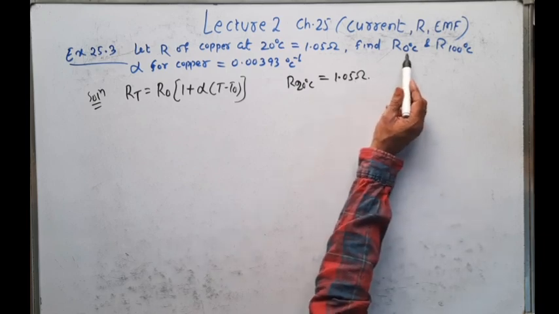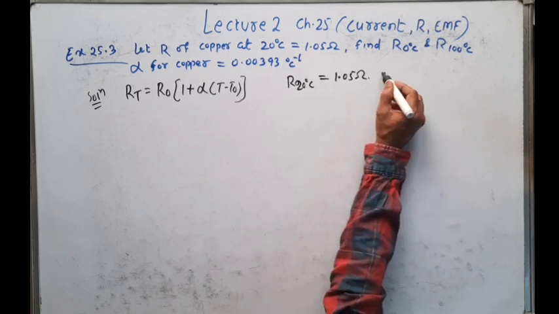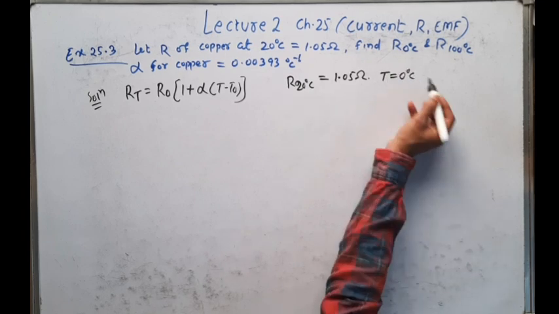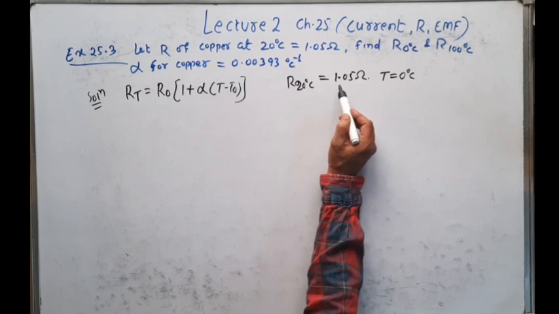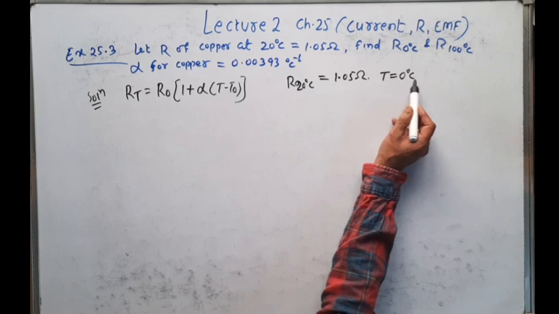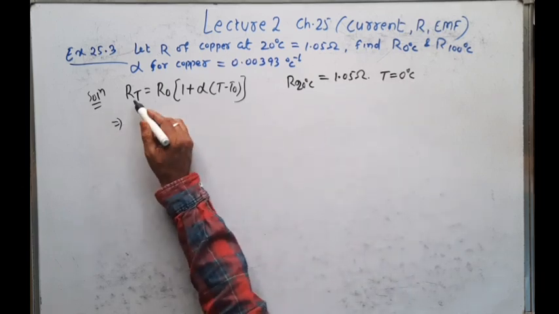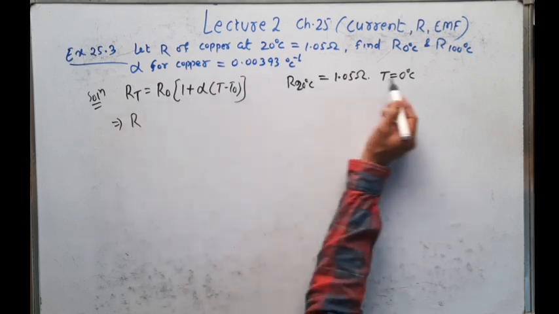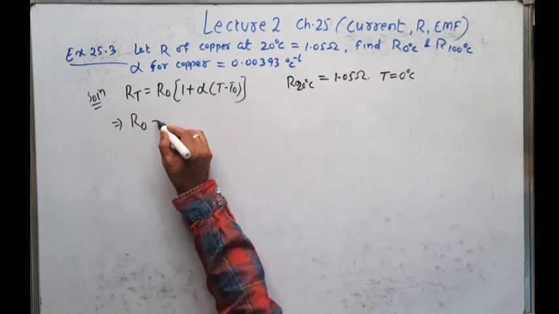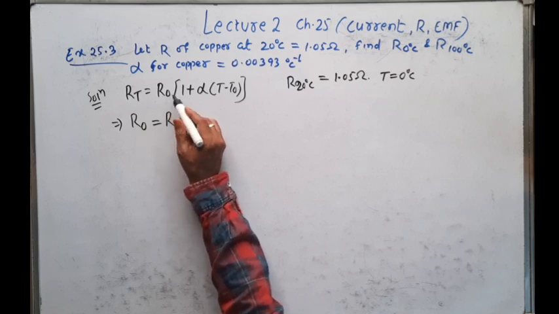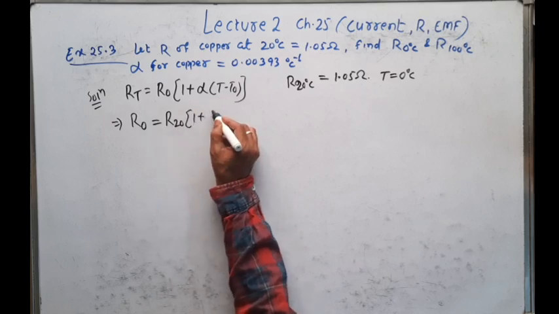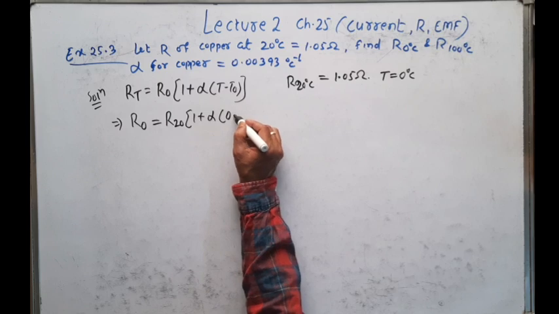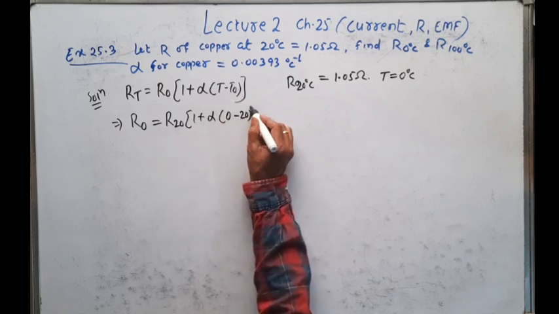We have to calculate what is the resistance at 0 degree centigrade. So that means the final temperature is 0 degree centigrade. This is the initial temperature. We are taking 20 degree centigrade as the reference, the initial resistance. We have to find the resistance at 0 degree centigrade. So what can I write? Here I can write R_T, where T is equal to 0. So R0 is equal to R20, since we are taking the reference as 20, into 1 plus alpha into final temperature 0 minus initial temperature 20.